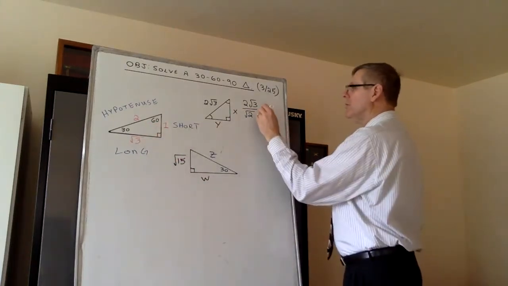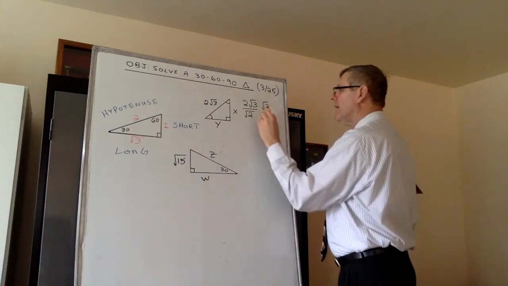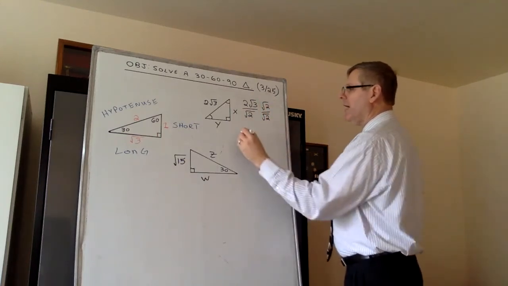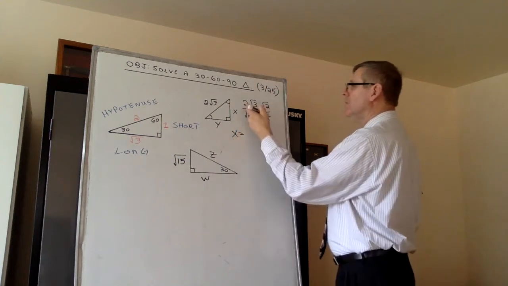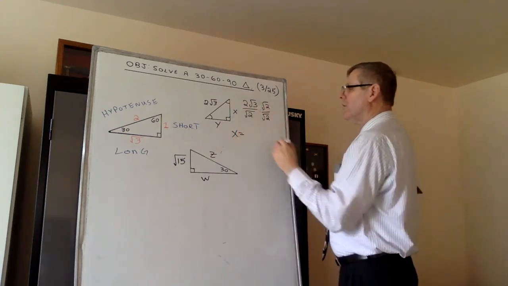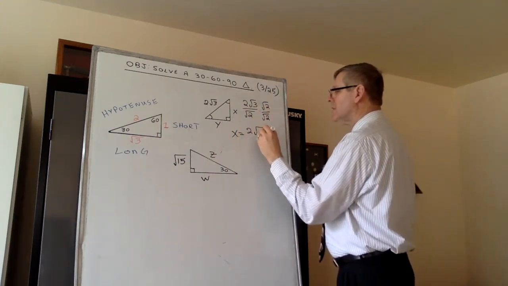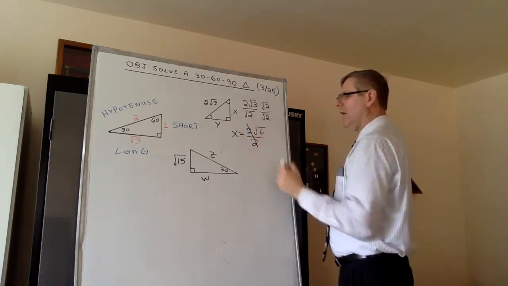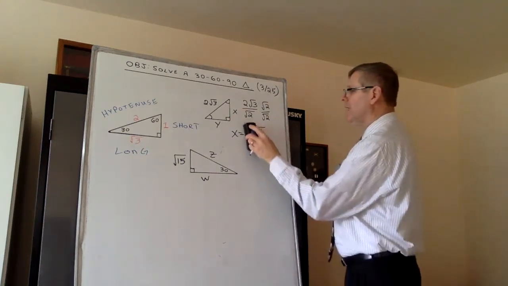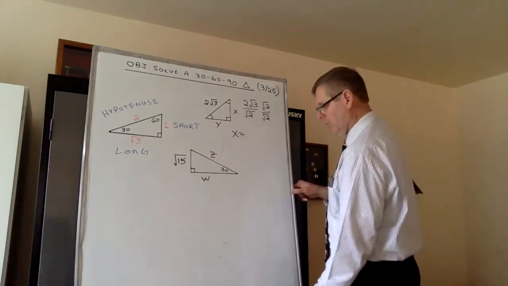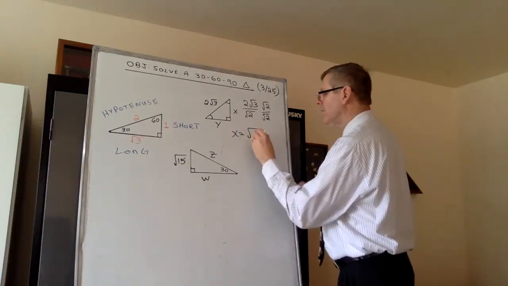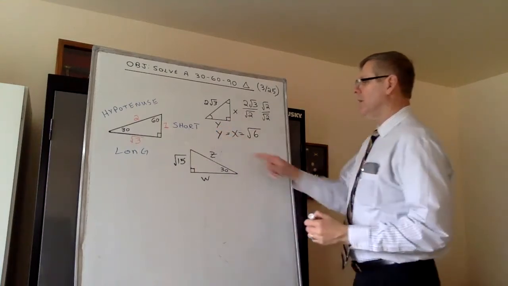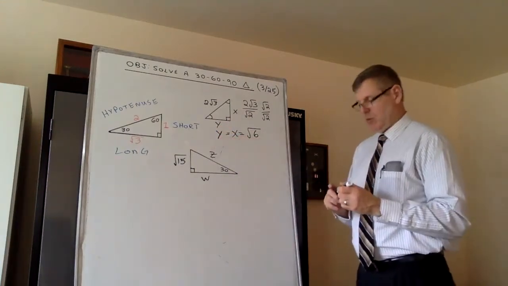Again, I have a square root of 2 in the denominator. I don't like that. I multiply by the square root of 2 over the square root of 2, and I get x is equal to 2 times the square root of 6 all over 2. But notice my 2's cancel, so I'm left with x is the square root of 6. Since it is isosceles, this is also what y is equal to. So x and y are the same, the square root of 6.